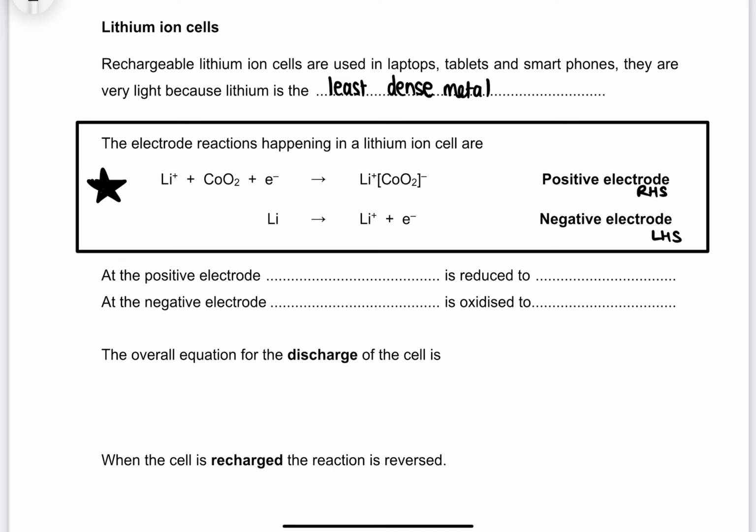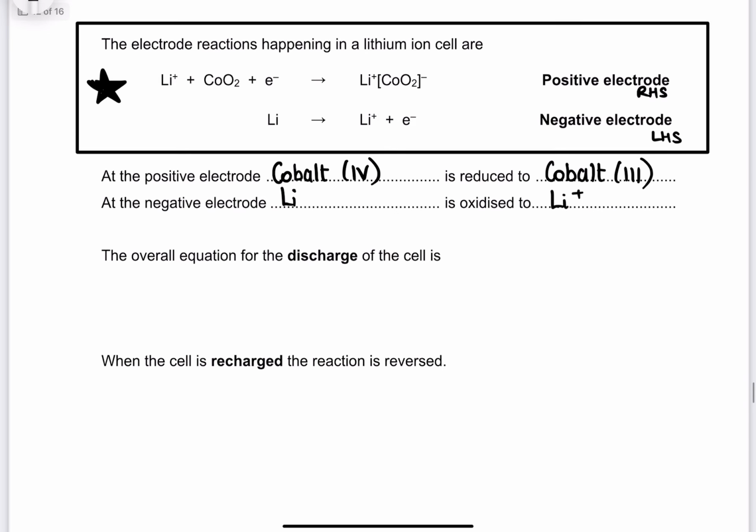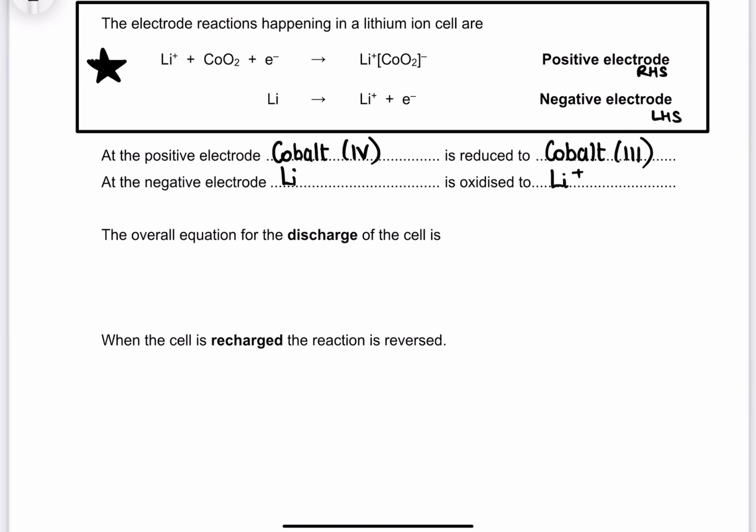So at the positive electrode, we look at the oxidation states. Cobalt 4, don't write cobalt 4 plus, it's actually not ionic at this point. Cobalt 4 is reduced to cobalt 3 inside that complex ion. And at the negative electrode, lithium is oxidized to Li plus. Discharge, remember, is the overall when the reaction happens as written.